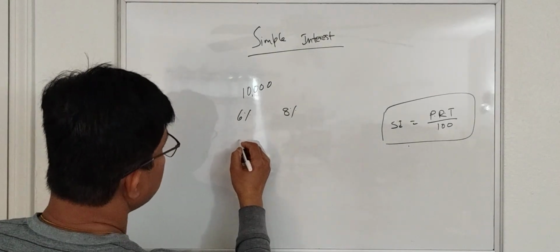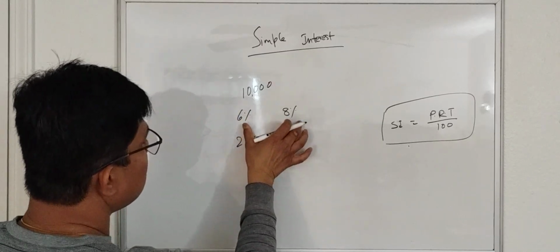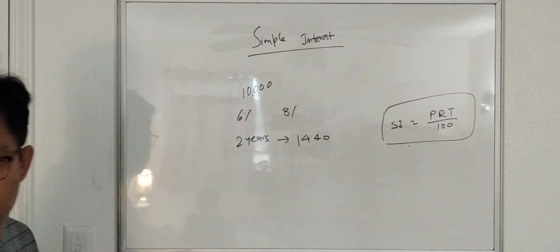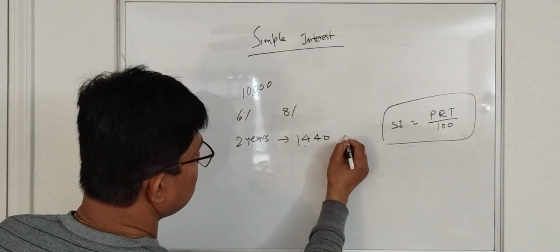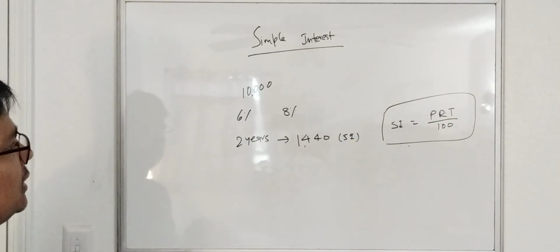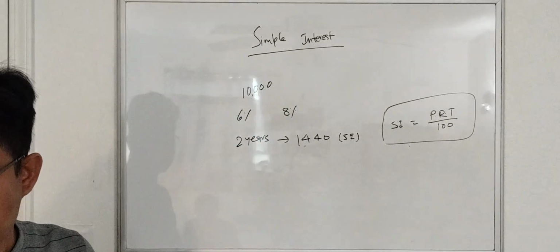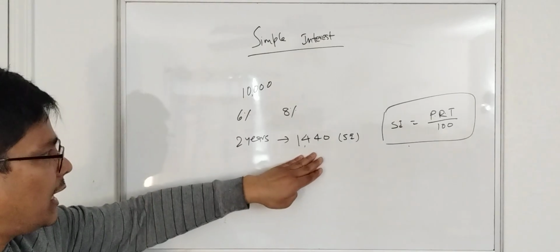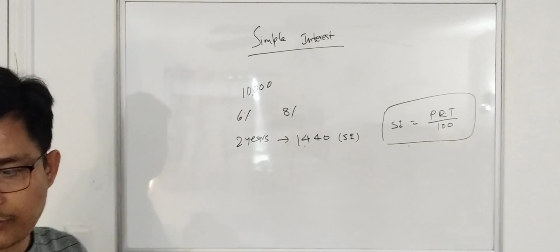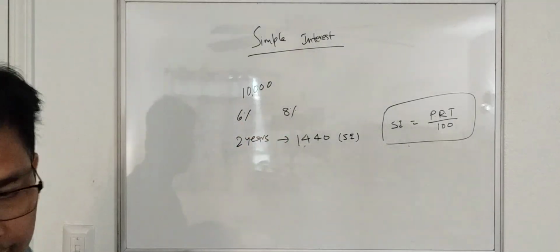And what's happening after 2 years? After 2 years, the total interest you earn, let's say 1,440. This is the amount. This is simple interest you earn. So now, can you tell me how much you invested in 6% rate? How much you invested in 8%? We don't know. We just know that at the end of 2 years, the total interest I earned is $1,440. But I put some money in 6% and some money in 8% plan.